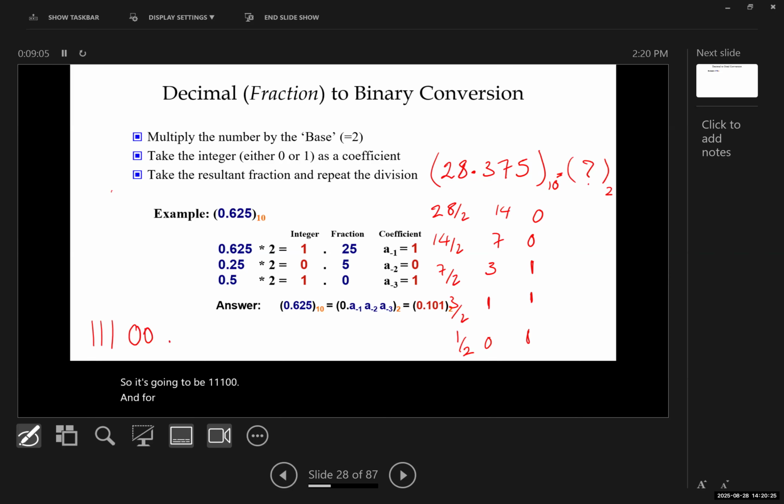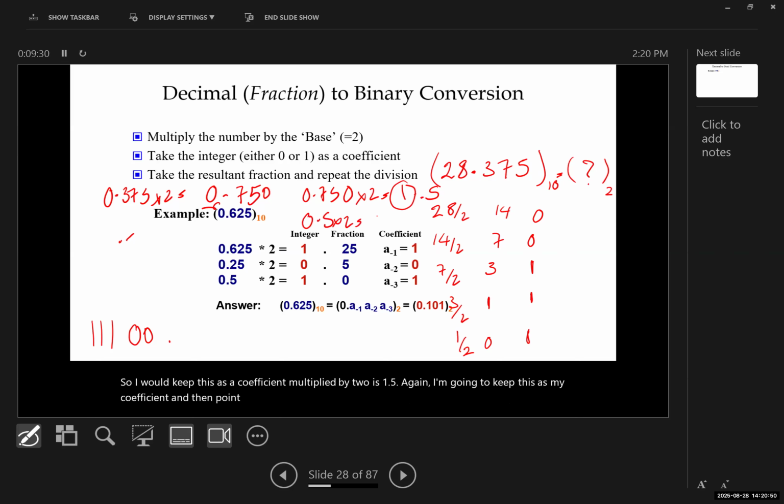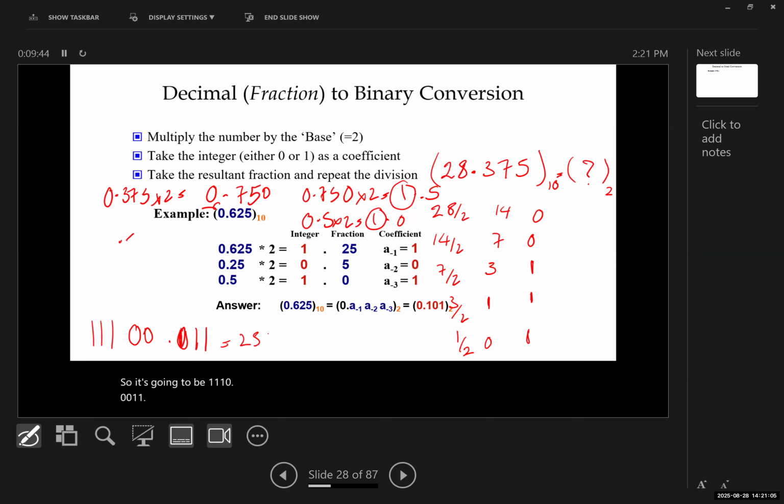And for the fraction part, 0.375 multiplied by 2. What does it give us? 0.750. Am I correct? So I would keep the 0 as a coefficient. 0.75 multiplied by 2 is 1.5. Again, I'm going to keep the 1 as my coefficient. And then 0.5 multiplied by 2 gives us 1.0. So it's going to be 11100.011, which is equal to 28.375.